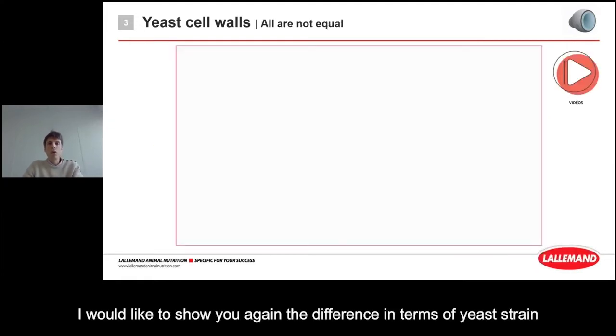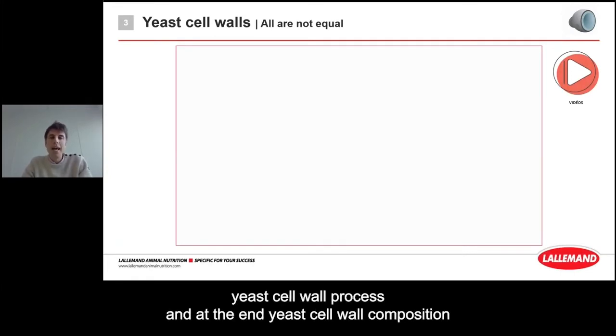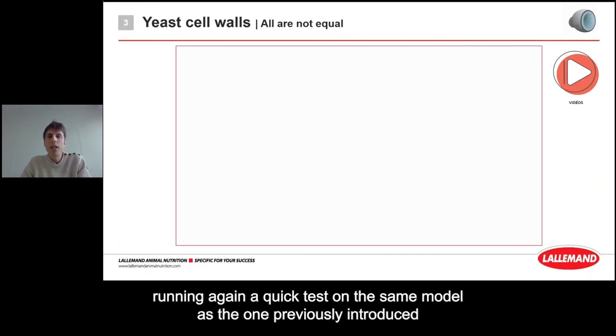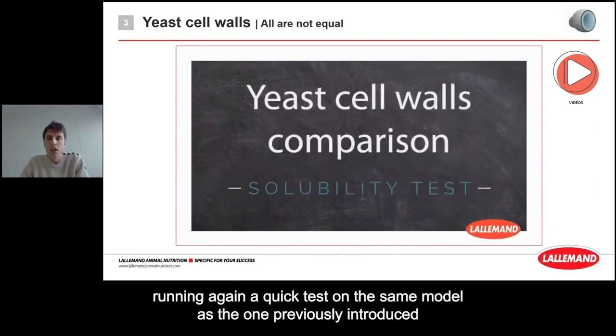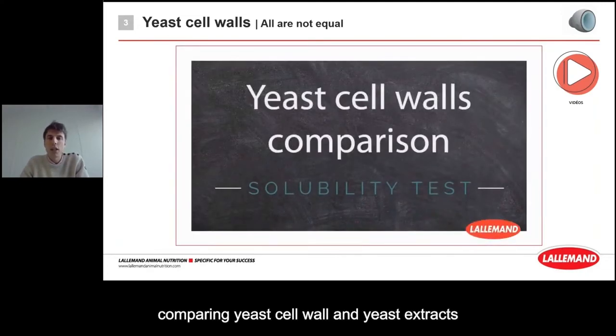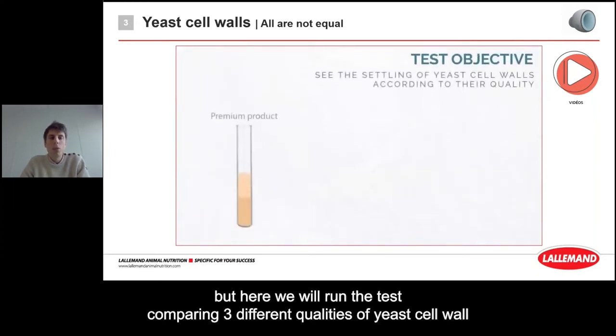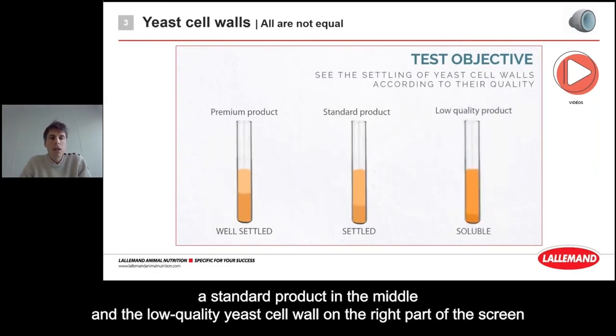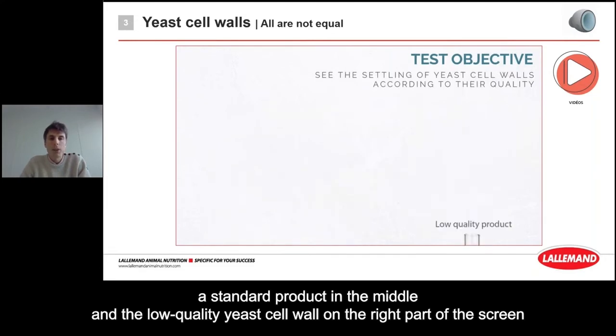I would like to show you again the difference in terms of yeast strain, yeast cell wall process, and at the end yeast cell wall composition, comparing yeast cell wall products from primary fermentation or secondary fermentation, running again a quick test on the same model as the one I previously introduced, comparing yeast cell wall and yeast extract. But here we will run the test comparing three different qualities of yeast cell wall: a premium product on the left, a standard product in the middle, and a low quality yeast cell wall on the right part of the screen.